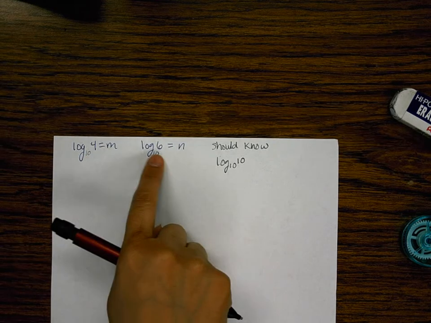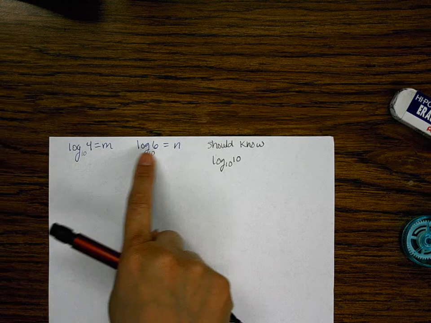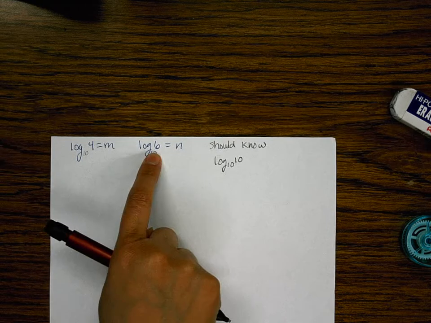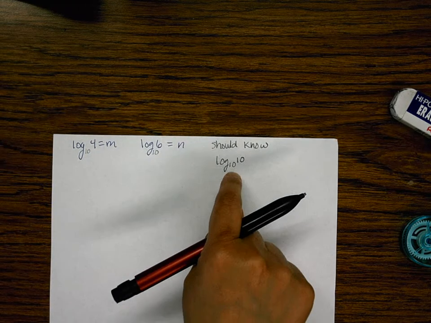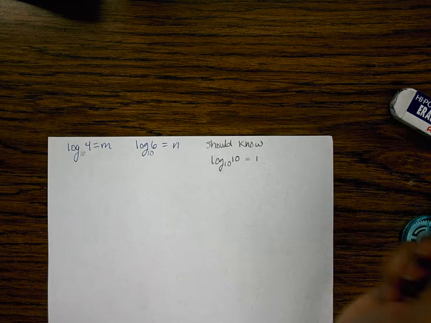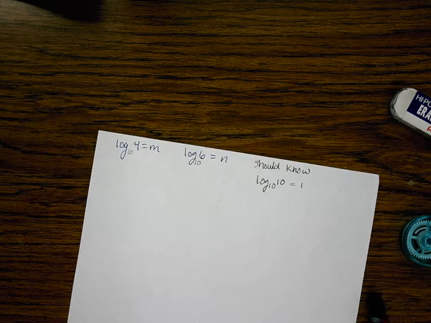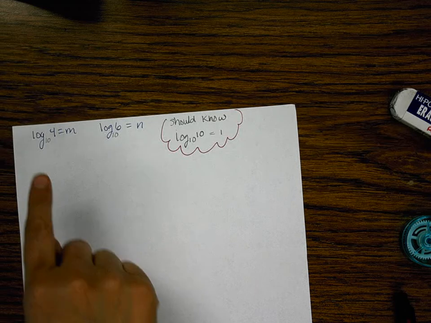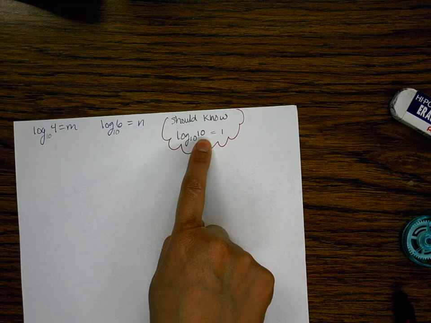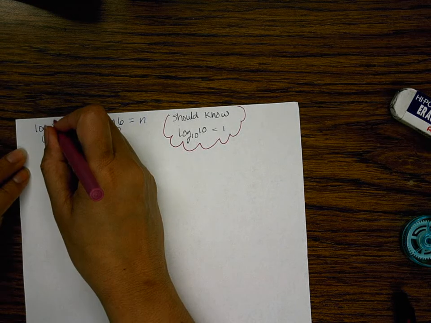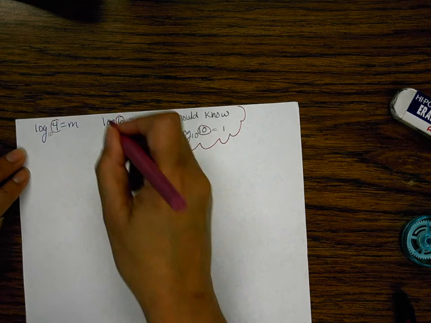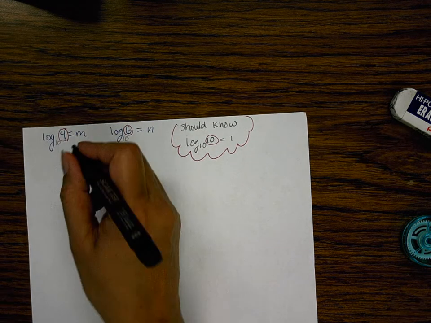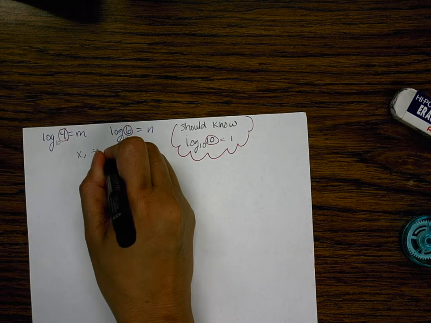Say these were a base 5. Let's say they were both a base 5, then over here my should know would be log base 5 of 5. If both of these bases were 7, then my should know would be log base 7 of 7. Either way, it's always going to equal 1, because 10 to the first power is 10. So not only am I able to use 4 and 6, I'm also going to be able to use 10. When I go to rewrite, I'm going to use 4 and or 6 and or 10. And when I rewrite them, I can rewrite them using multiplication, division, or exponents.